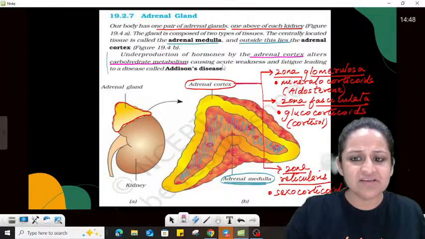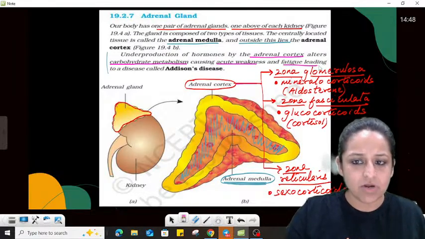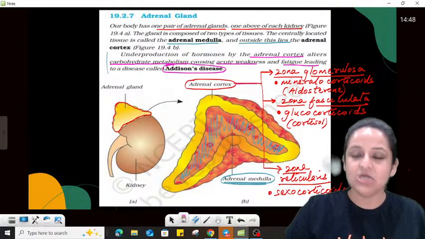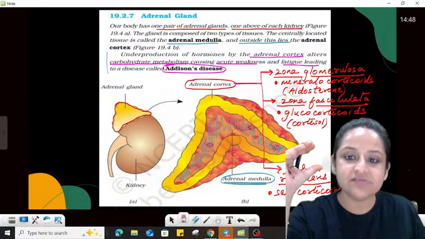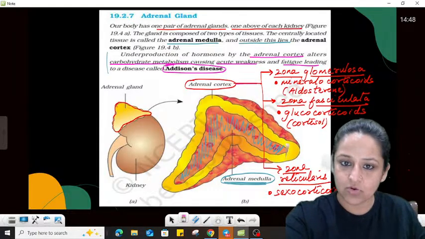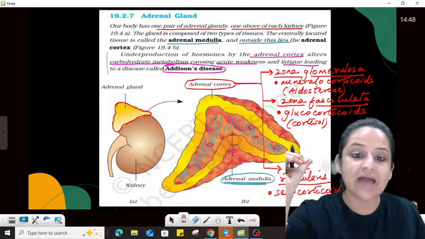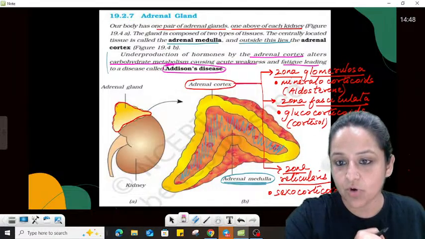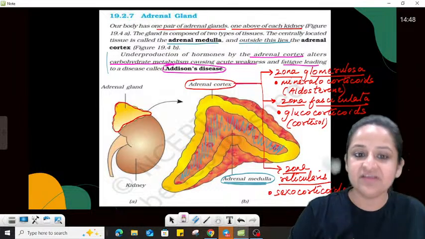There is weakness in the body, there is fatigue in the body, and this problem is called Addison's disease. So what is Addison's disease? If there is underproduction of mainly glucocorticoids or mineralocorticoids, then this hampers the metabolism. It hampers the carbohydrate metabolism of the body. So it gives acute weakness and fatigue to the body.